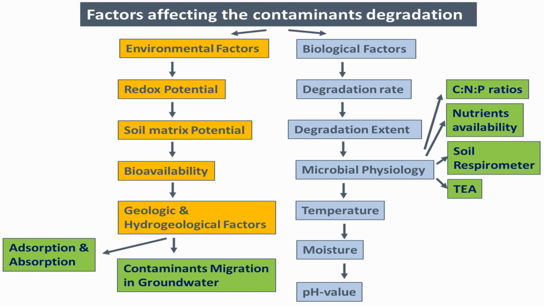So the biological factors include the degradation rate, degradation extent, and also the microbial physiology and temperature, moisture, and pH value. And the microbial physiology includes the carbon, nitrogen, phosphorus ratios, nutrient availability, soil spirometer, and TEA, the terminal electron acceptor. So all of these factors will be explained after the break.